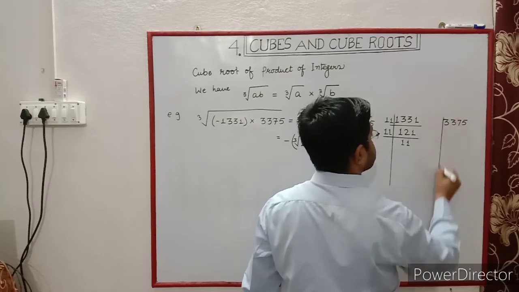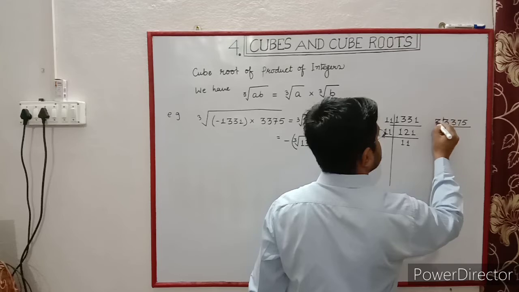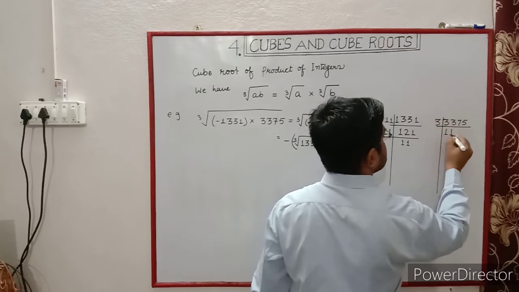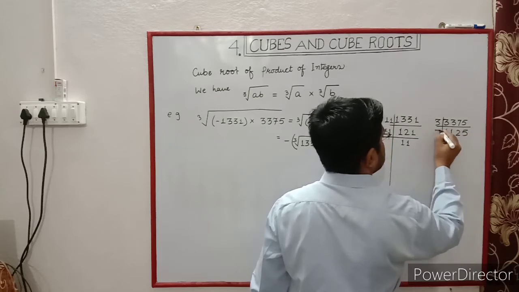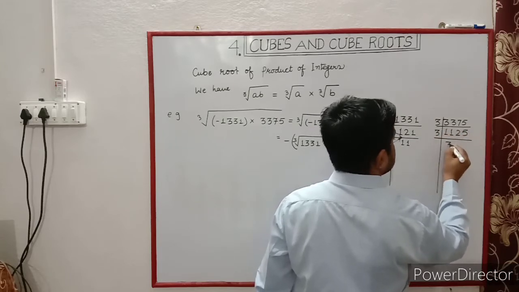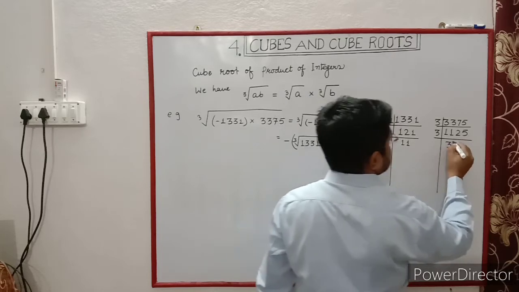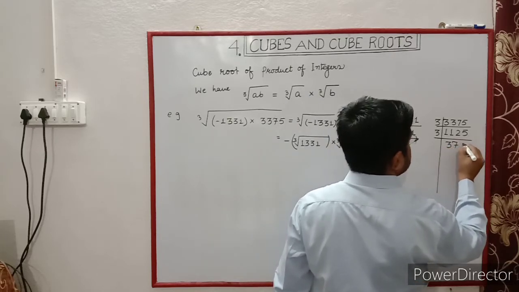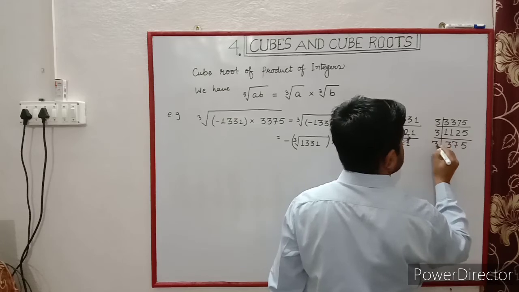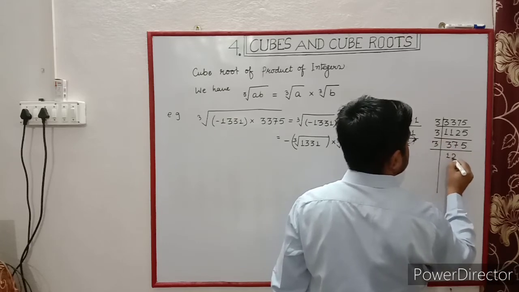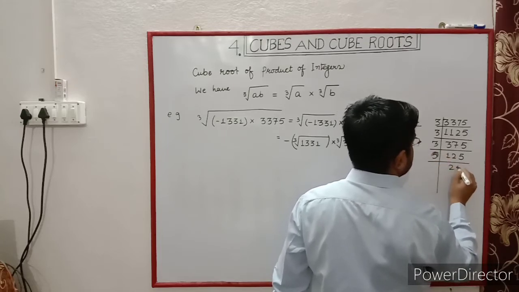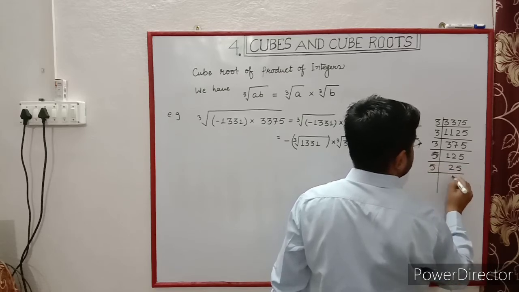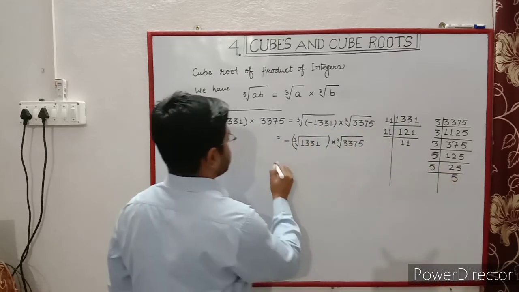Now prime factorization of 3375, divide by 3. 3 1s are 3, 3 2s are 6, 3 5s are 15. Again divide by 3. 3 3s are 9, 3 7s are 21, 3 5s are 15. Again divide by 3. 3 1s are 3, 3 2s are 6, 3 5s are 15. Again divide by 5, 25. Again divide by 5, 5.